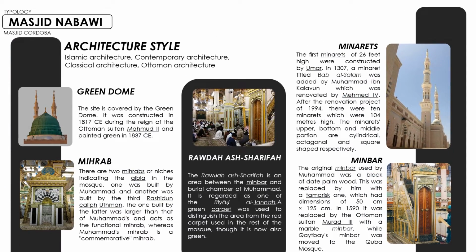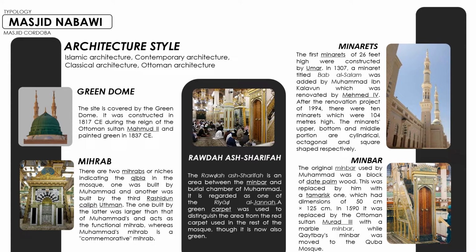The mosque has 4 architecture styles. The first one is Islamic architecture, contemporary architecture, classical architecture, and Ottoman architecture. The first architecture in the mosque is Green Dome. It was constructed in 1817 during the reign of the Ottoman Sultan Mahmud II and painted green in 1837.